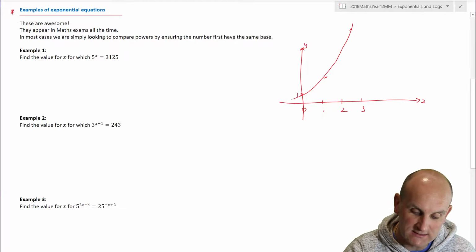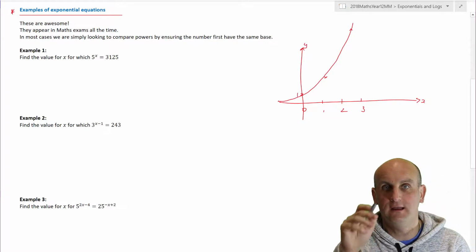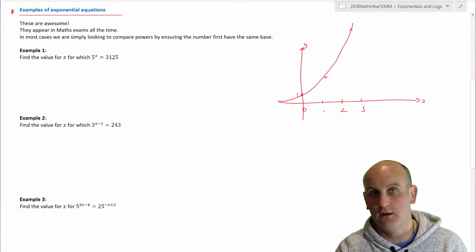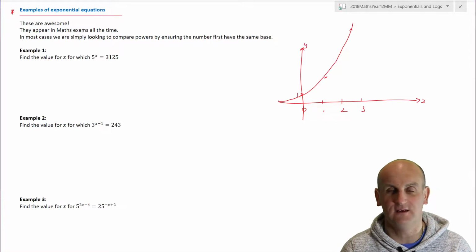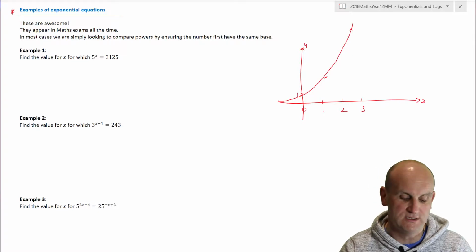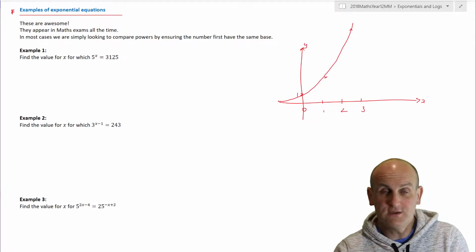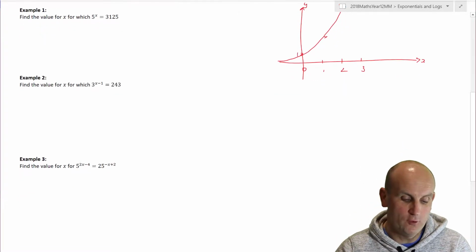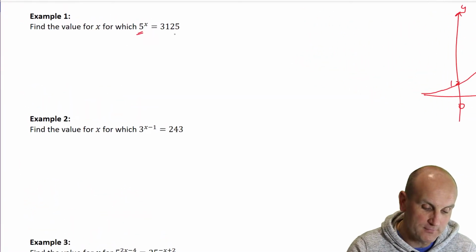Well, actually, as it turns out, there is. And that line continues down and gets closer and closer to the x-axis, but never actually touches. And again, slightly beyond the course here. So when we solve exponentials, we're looking for the base number here to be the same.